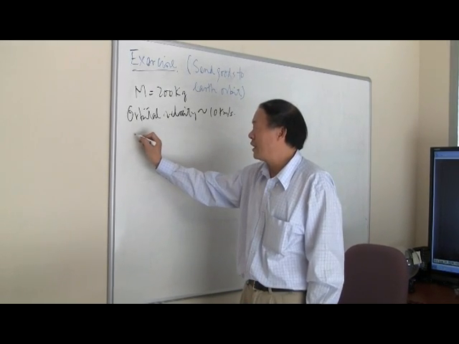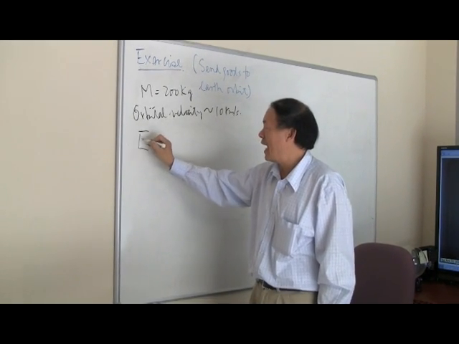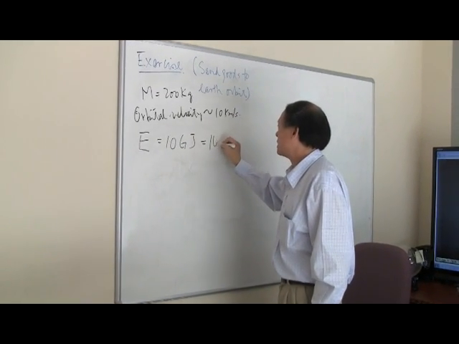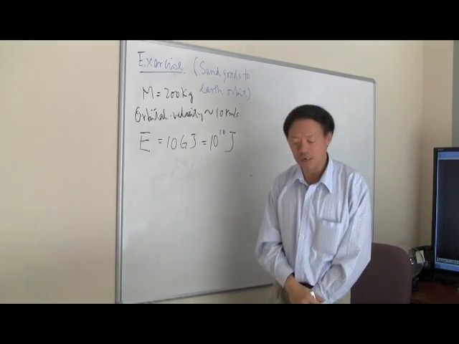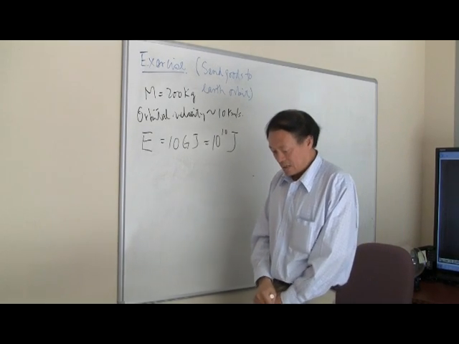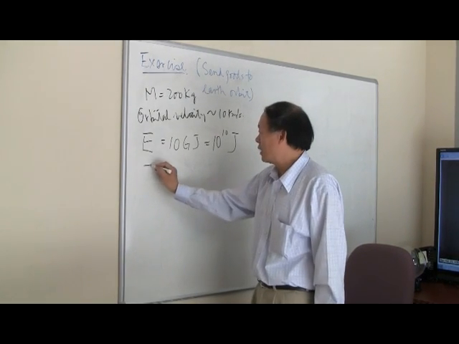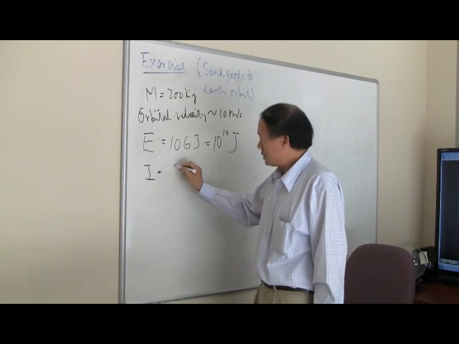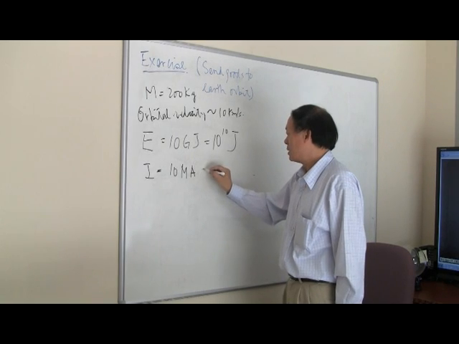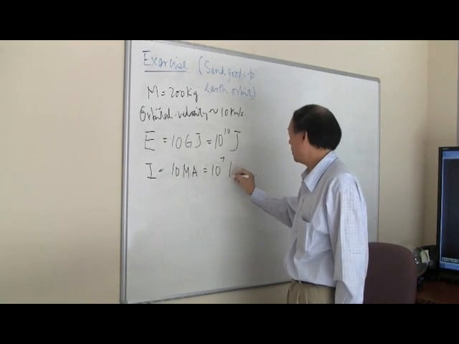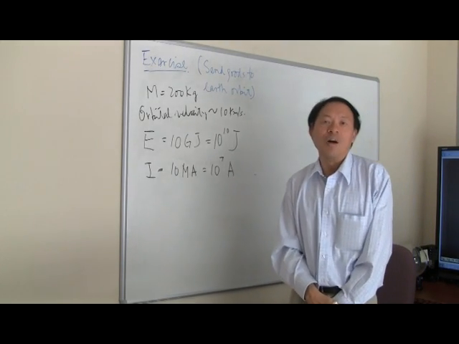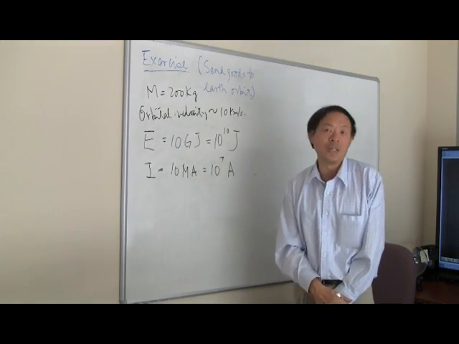We are supposed to design a railgun that delivers an energy of 10 gigajoule, which is 10 to the 10 joules of energy, to impart that into the 200 kilogram. Also, we're going to do it through a current that is 10 mega ampere, which is 10 to the 7 ampere of current. And that's a very massive current. At home, most of your current switches are only 20 amperes.